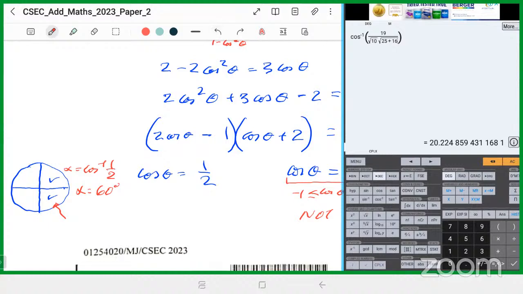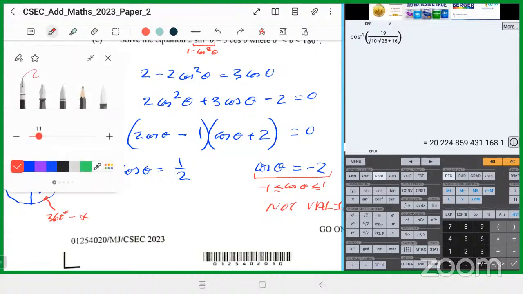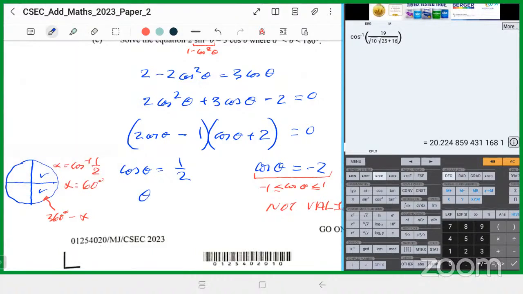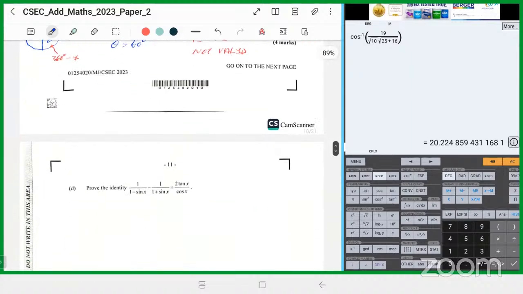Right. So if I were to use this quadrant, I would have used 360 degrees minus the alpha, where the alpha is 60 right here. But it's not there. So my answer is just the first quadrant value, which is 60 degrees. So that is it. My theta is 60 degrees. All right, that finishes that part of this question. Let's move on, starting to feel sleepy.